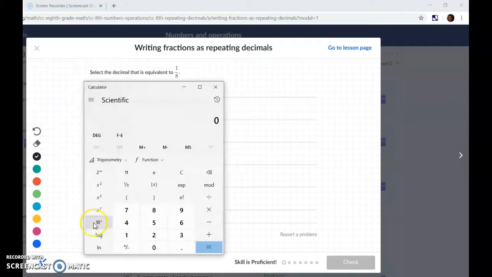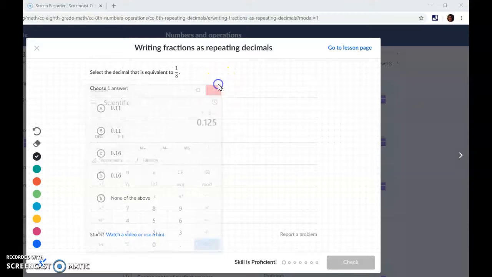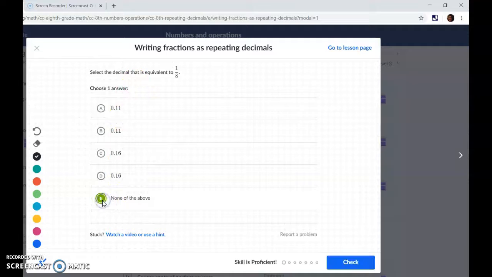I'll show you guys two ways. So you could do 1 divided by 8, and that is equal to 0.125, which is an eighth. So it would be none of these here. But another way to do it would be to go like this.